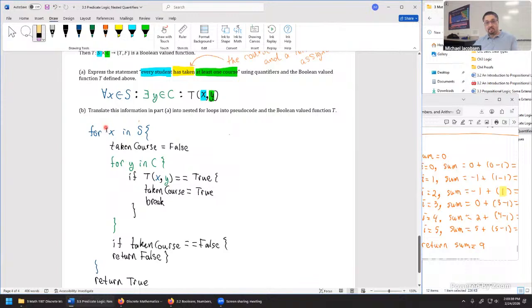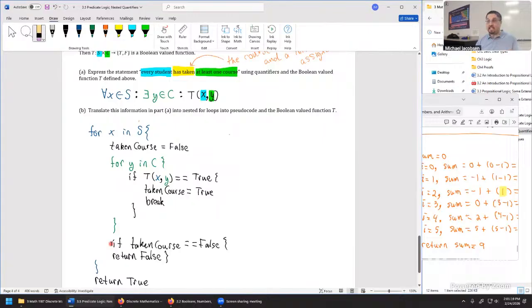We'll start with the student X, initialize false. Now we check against every possible course Y in the set C, and let's imagine this if block never executes because the predicate function is false on that very first student. That student hasn't taken this course. So if we get to false here, the if block doesn't run, and then we leave. But if we never flagged a true, we found one student that hasn't taken a particular course Y, and we're done with that one student, we don't loop to the next student.